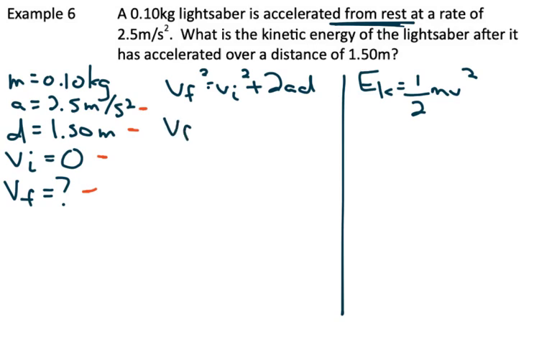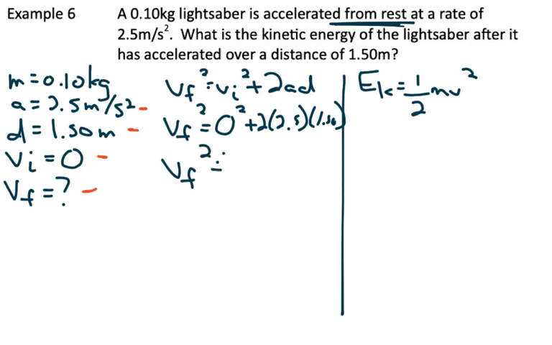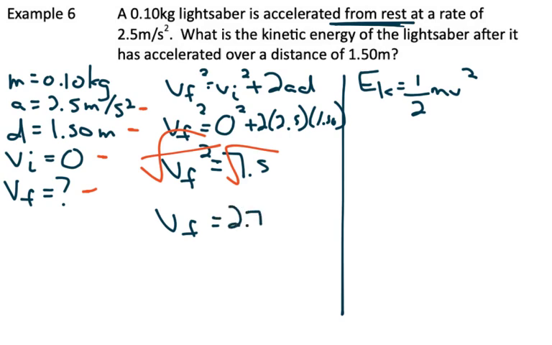Substituting in what we know, vf squared equals 0 squared plus 2 times 2.5 times 1.50. Zero squared is going to be 0, and 2 times 2.5 times 1.50 will be 7.5. Square root both sides, and we get that vf is 2.7 meters per second.